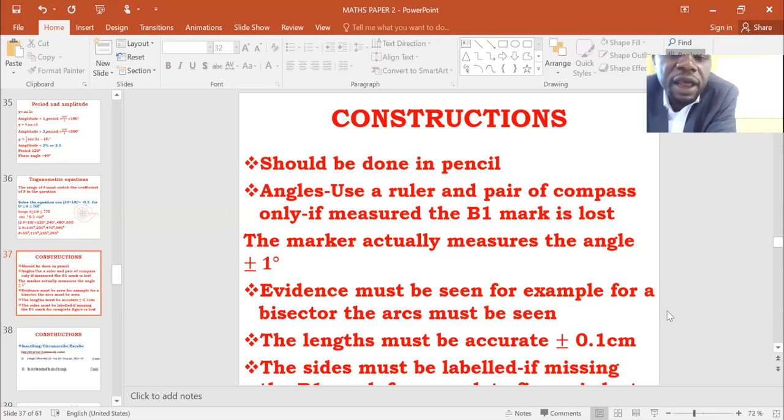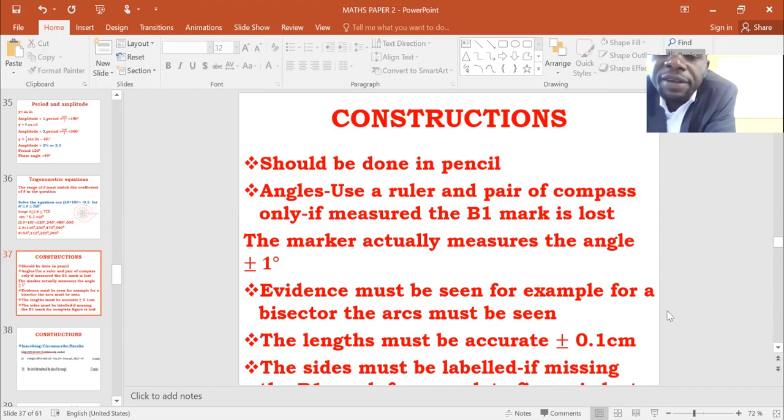Because if you're supposed to construct an angle using a ruler and a pair of compass only, but you measure using a protractor, the B1 mark is lost. The readings or the measurements of the angle or the length should also be as accurate as possible. If you are to measure 2.5 centimeters or 5.3 centimeters, there's an allowance of 0.1.